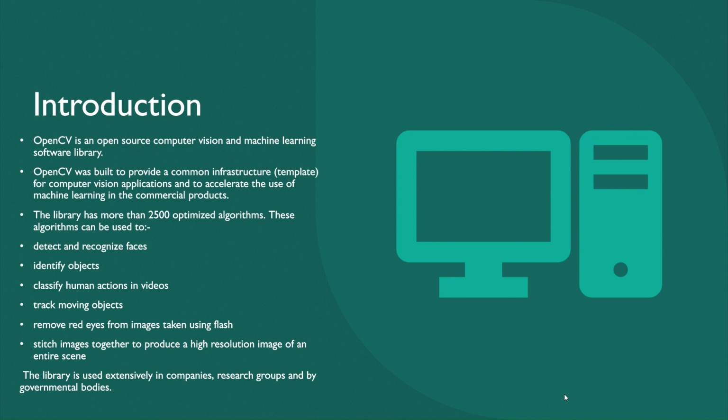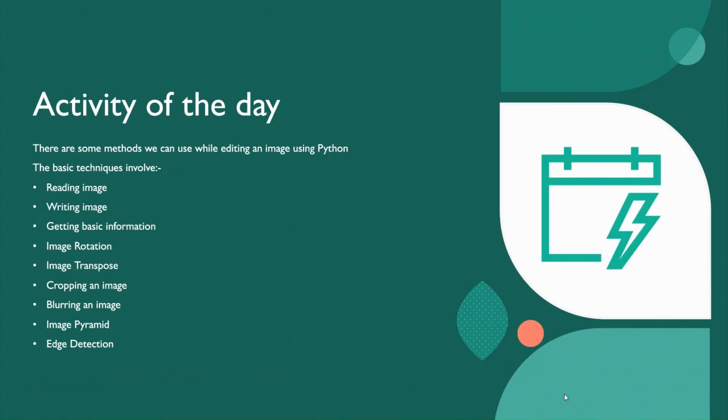This library has more than 2,500 optimized algorithms. These algorithms can be used for detecting and recognizing faces, identifying objects, classifying human actions in videos, tracking moving objects, removing red eyes from images taken using a flash, and stitching images together, producing a high resolution image of an entire scene. The library is used extensively in companies, research groups, and governmental bodies.